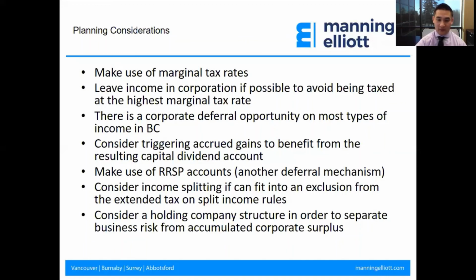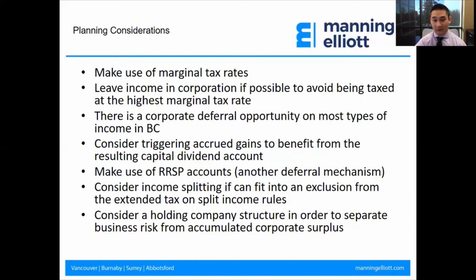Income splitting is always something to consider, but with the new extended tax on split income regime, it's very narrow. So please talk to your tax advisor and someone who knows these rules to see if you can somehow qualify for an exclusion from the tax on split income regime.